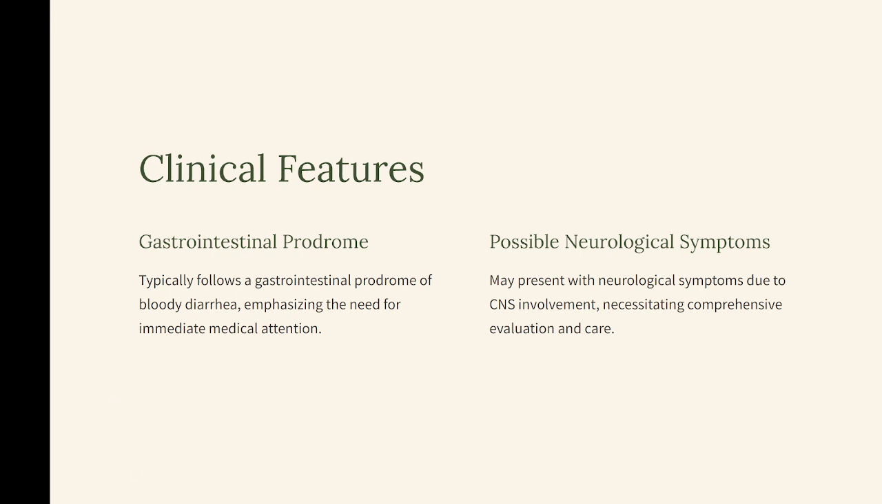abdominal pain and intussusception. Diagnostic workup, laboratory tests: hemolytic anemia markers, low haptoglobin, elevated LDH, schistocytes on peripheral smear, thrombocytopenia, elevated BUN and creatinine. Urinalysis: hematuria and proteinuria indicating renal involvement.